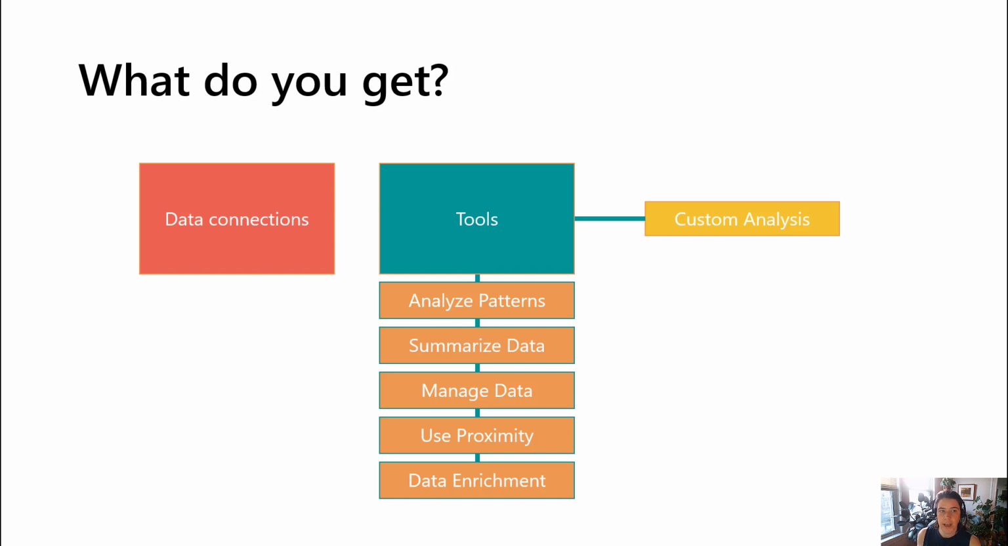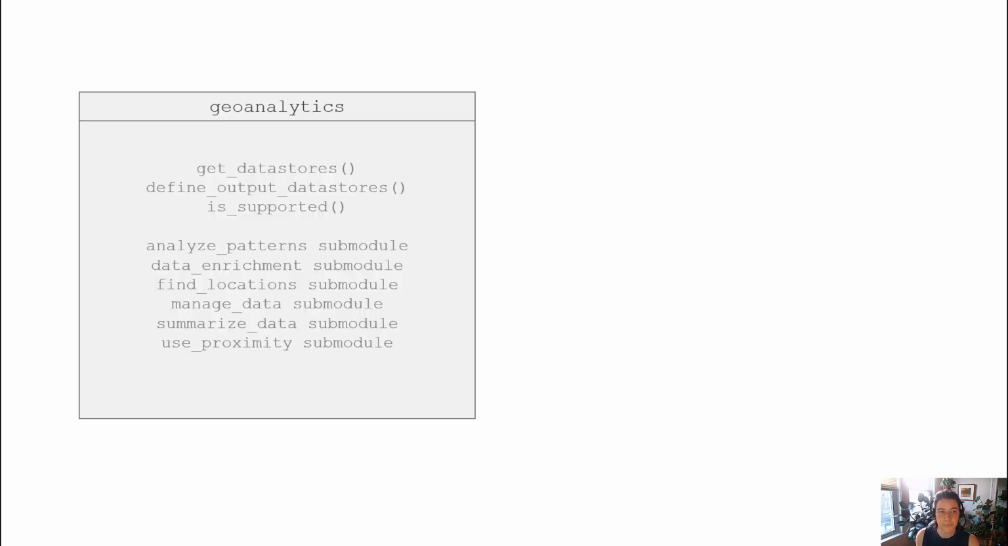So as for what we actually get in the modules, in our GeoAnalytics module, we have 3 functions. We have get data stores, define output data stores, and is supported. And Priyanka will demo a few of those. And then we have a few submodules, which are how the tools are broken down. I just want to give you a quick overview before we jump into the notebook. I know that I can be suddenly like, what are we doing? So I like to see the words before on a slide and then do the demos.